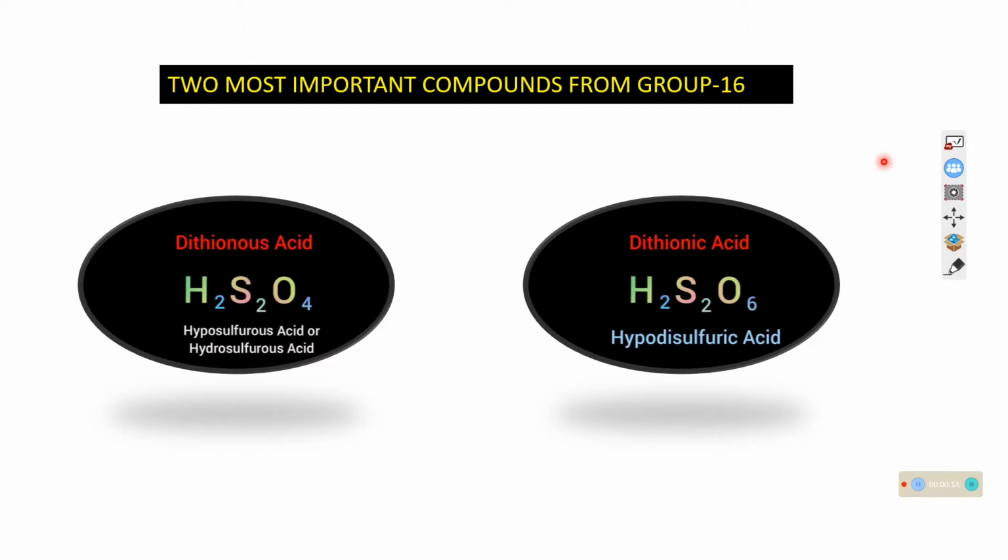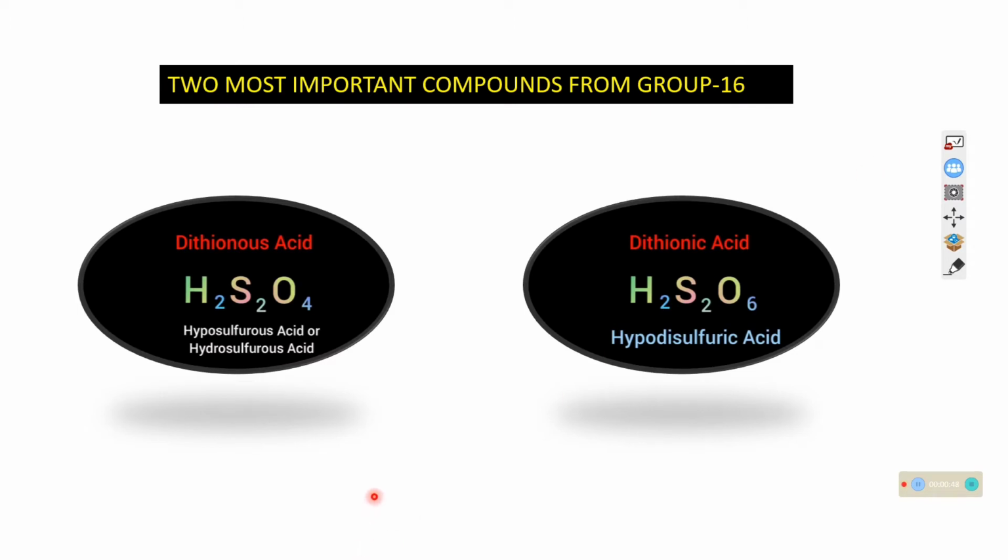Today we are going to discuss two important sulfur compounds from main group chemistry, that is from group 16. These compounds are called oxoacids of sulfur. We will discuss two oxoacids of sulfur. One is dithionous acid and the second one is dithionic acid.